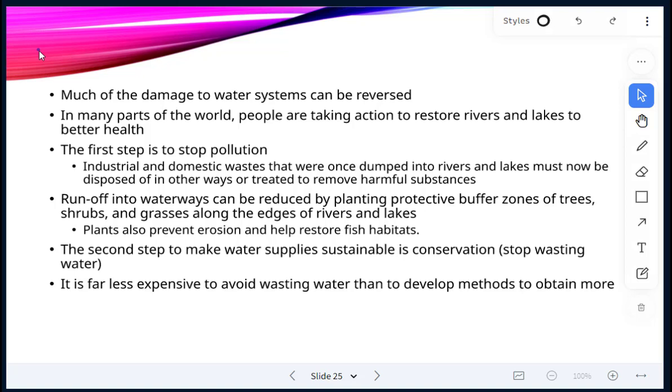Runoff into waterways can be reduced by planting protective buffer zones of trees, shrubs, and grasses, because they'll take up the water instead of it just being runoff. Plants will also prevent erosion. They'll also help restore fish habitats. Making water supplies sustainable: stop wasting water. It's far less expensive to avoid wasting water than to try to develop methods to obtain more.